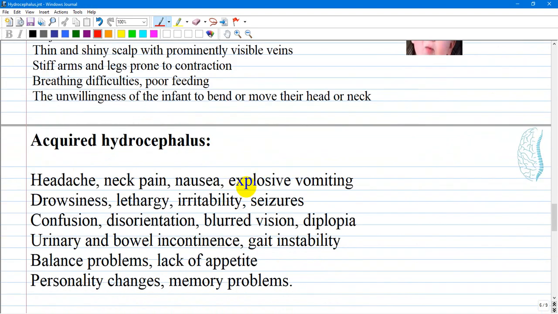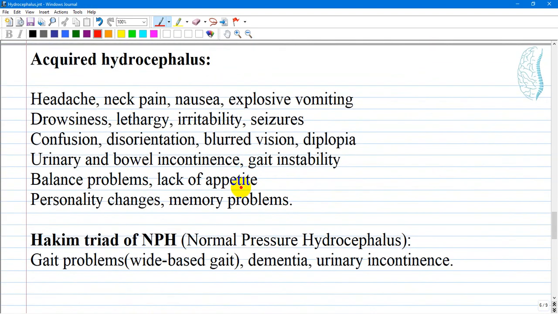Acquired hydrocephalus can occur at any age. Symptoms include headache, neck pain, nausea, explosive vomiting, drowsiness, lethargy, irritability, seizure, confusion, disorientation, blurred vision, diplopia, urinary and bowel incontinence, gait instability, balance problems, and lack of appetite, even personality changes and memory problems.